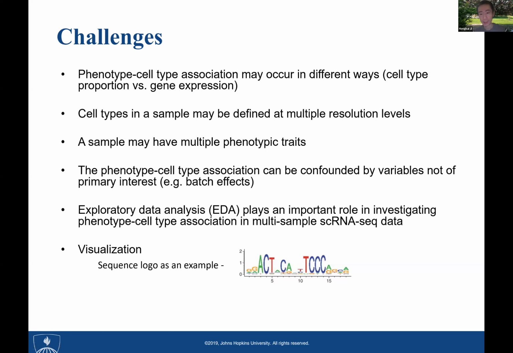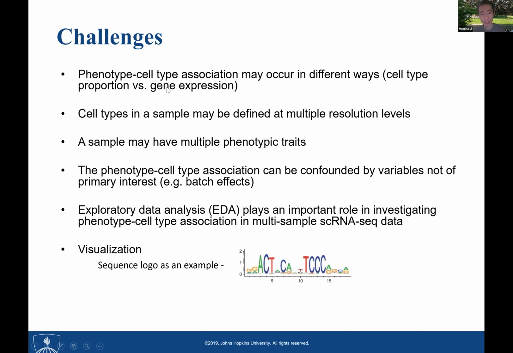And each combination of this analysis will require you to analyze hundreds of samples and tens of thousands of cells, which is not easy. So in that regard, exploratory analysis actually plays a very important role in investigating the cell type phenotype association. And it's crucial that you can effectively handle these hundreds of thousands of different combinations of analysis to identify the major patterns.